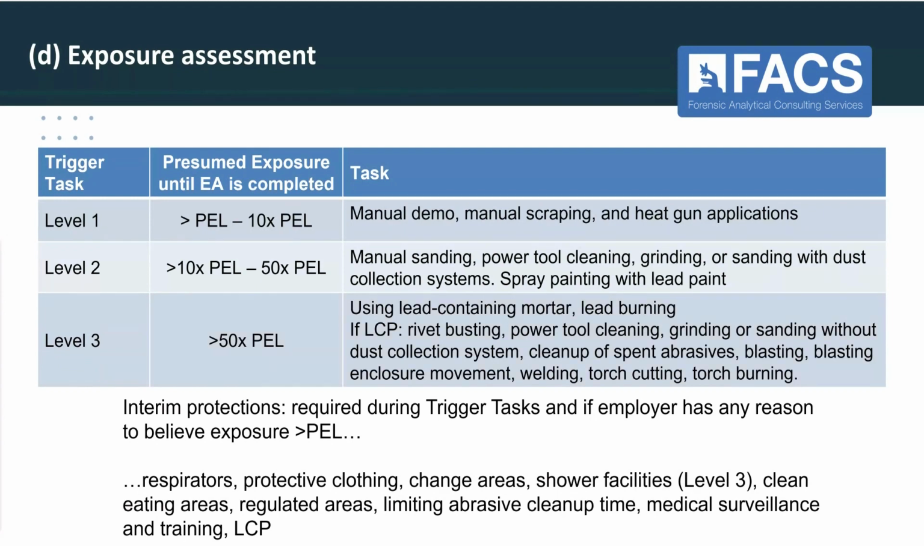And so that level 1, where I have to assume I'm above the PEL, but not more than 10 times the PEL, means I have to wear a half-face respirator generally. Level 1 includes manual demolition, manual scraping, and heat gun.